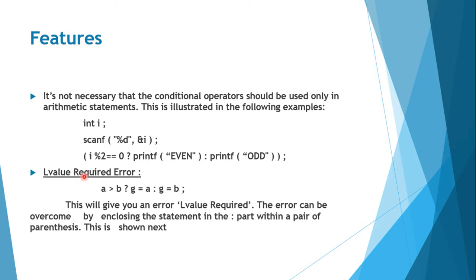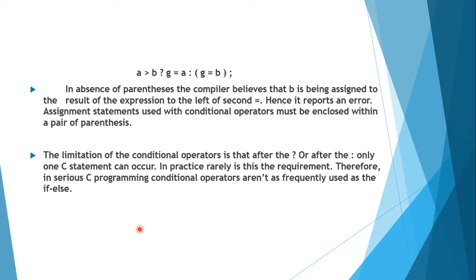And now the L value required error. If a greater than b, then g equal to a, else g equal to b. This will give you an error, that is L value required. The error can be overcome by enclosing the statement in the colon part within a pair of parentheses. This is shown next. If a greater than b, then g equal to a, otherwise g equal to b. So this will be executed then.